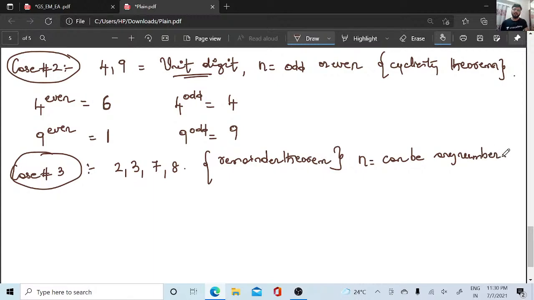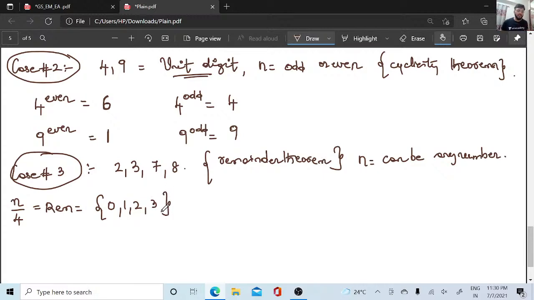Whatever the number you are obtaining, you will divide that number by 4, and whatever the remainder is obtained, that will be placed. So whenever I divide any number by 4, what are the possible remainders I'll be obtaining? 0, 1, 2 and 3. Yes or no?